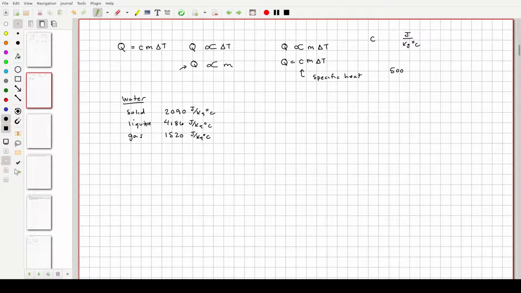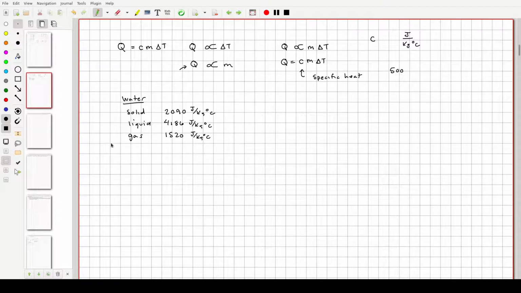Now, different states of matter, different specific heats, and that's because of how close the atoms and molecules are to each other and how strong the bonds are, if the bonds are even present. All those factors are going to contribute to how well that thing receives energy or how well it gives it up.